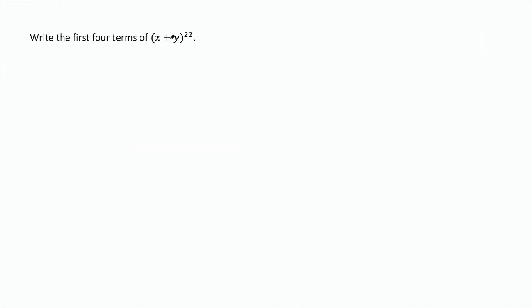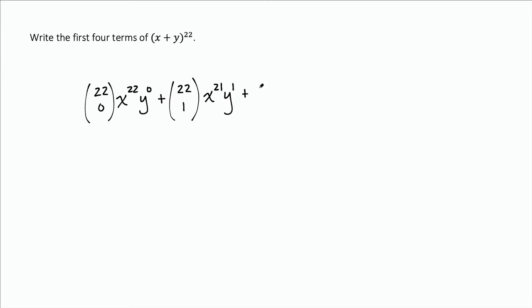So our two terms here, x and y, we're going to start off with a term that has x to the 22 and y to the 0. The coefficient of this is going to be 22 choose 0. Then plus, my next term is going to be 22 choose 1, and then I have x to the 21, y to the 1. And I continue this pattern. I've now got 22 choose 2, x to the 20. Notice that I'm dropping down my powers of x and increasing my powers of y.